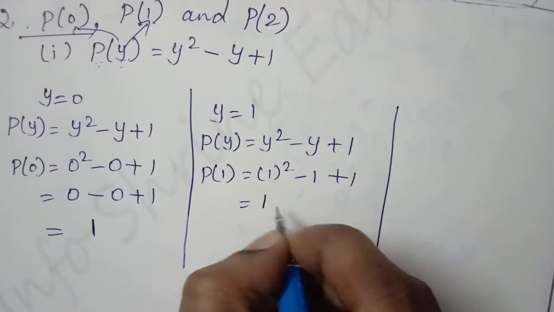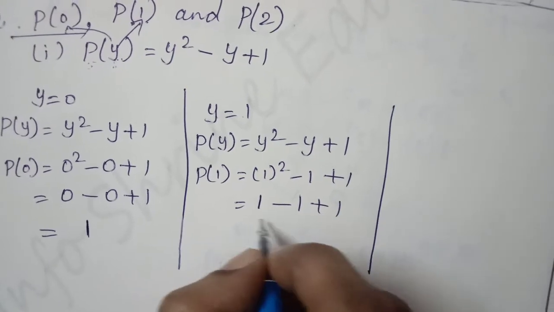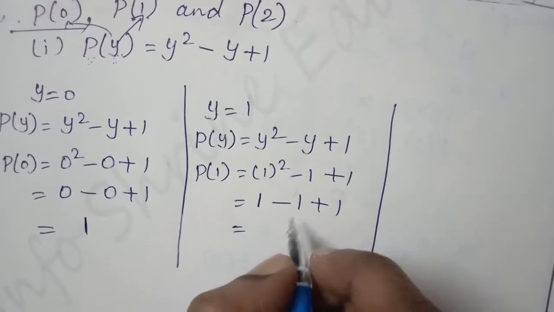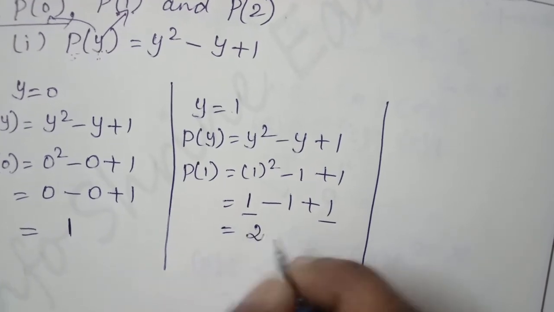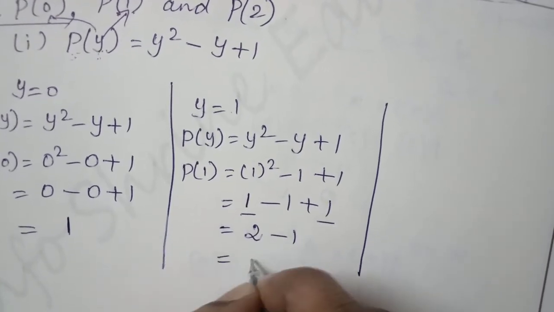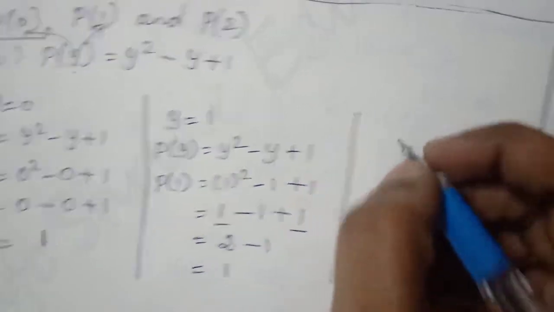So 1 square is 1, minus 1 plus 1. So we have plus 1 here. So 2 minus 1. So the answer is 1.